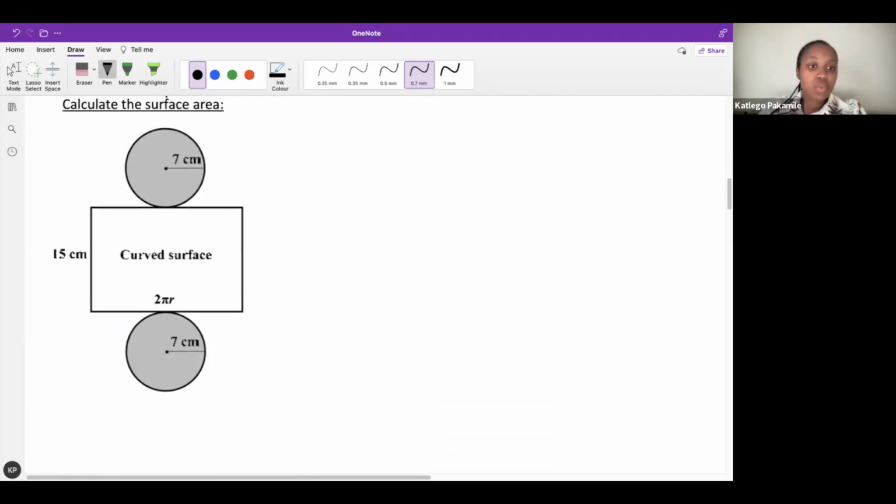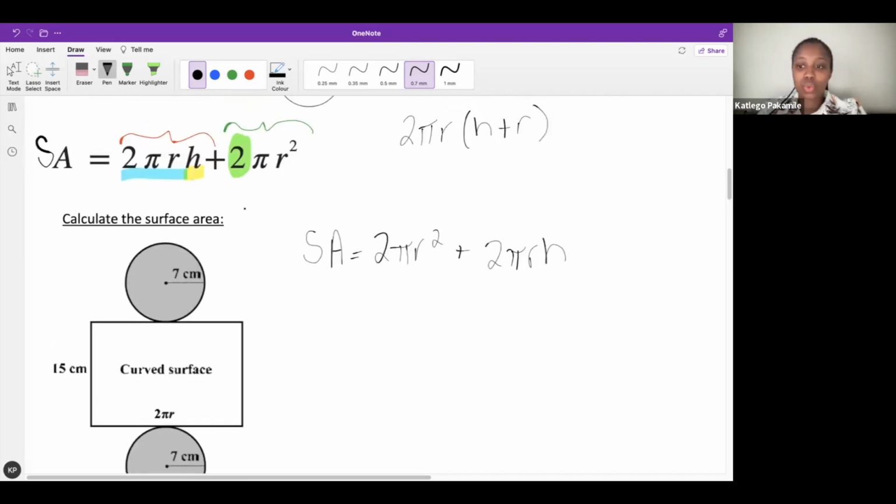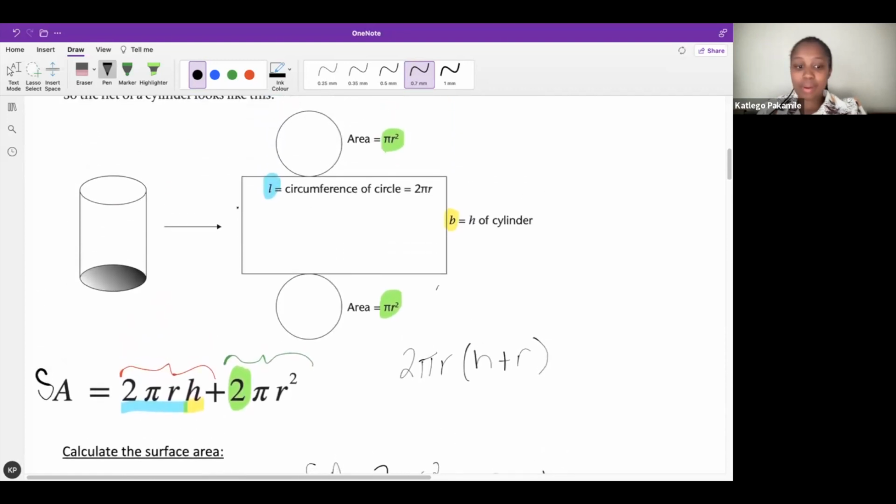Calculate the surface area. This was obviously a cylinder, but they have unfolded it for us. Okay, so let's see if we can work out the surface area for this particular unfolded cylinder. So surface area is 2 pi r squared, which is for the two circles, plus 2 pi r h, which is for the rectangle.